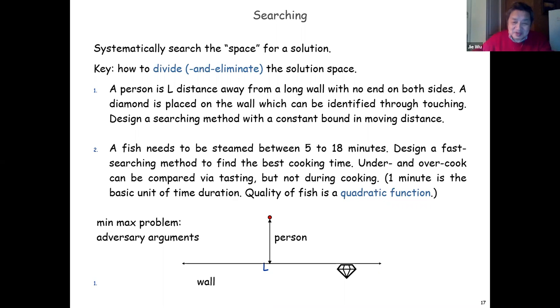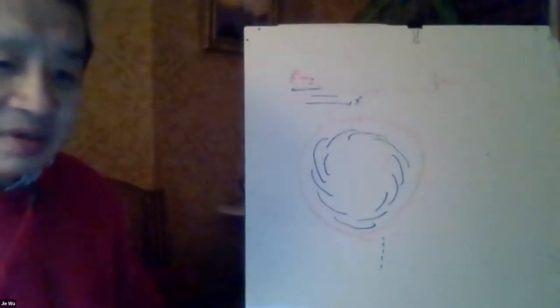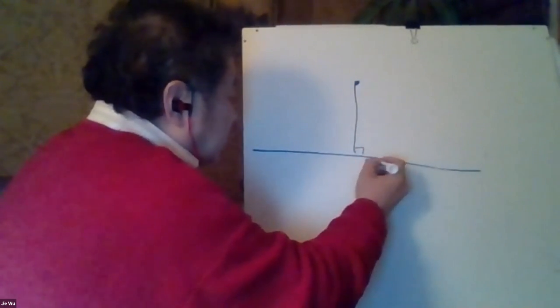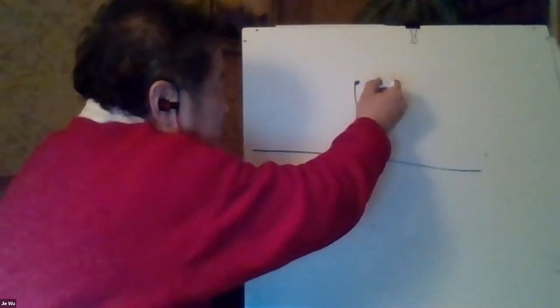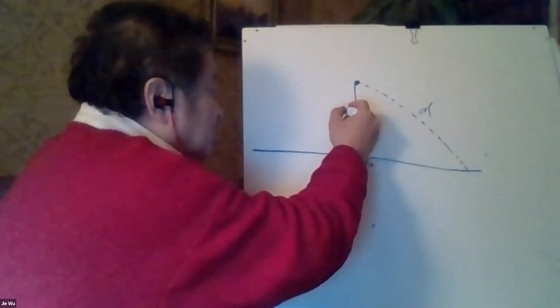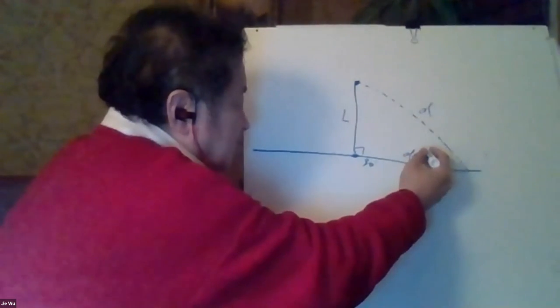Oh no, it's easy. Let me draw this picture. So you are here, and this is a wall, perpendicular, which is 90 degrees. This is the starting point, and suppose this is D. Actually, I fooled you. This D doesn't really matter. What matters is this L, and suppose this is D prime. It doesn't really matter.